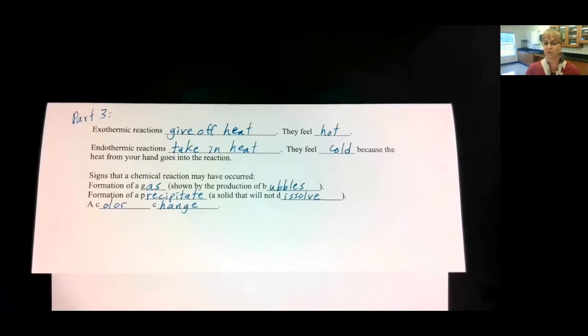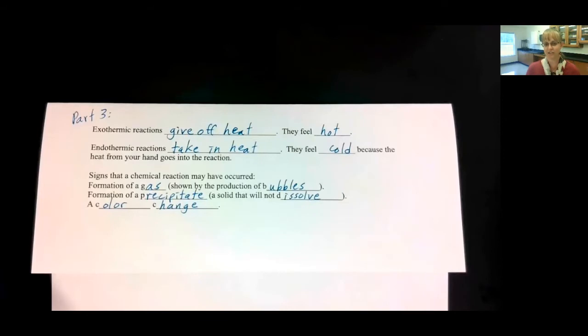Next, the formation of a precipitate. Now, I know you're used to precipitation, which is rain, snow, whatever, but this has a totally different meaning in chemistry. A precipitate is a solid that will not dissolve. And the solid forms and then falls to the bottom of the beaker as if it was precipitating. Maybe that's why they call it that.